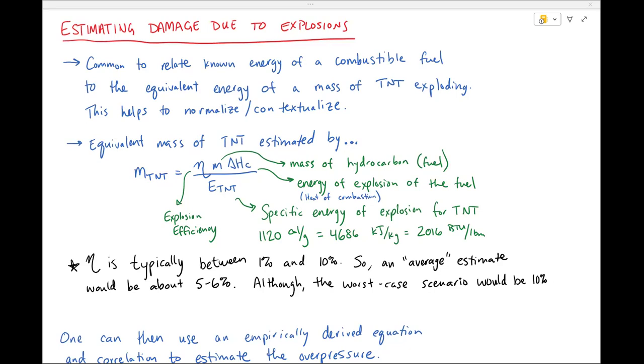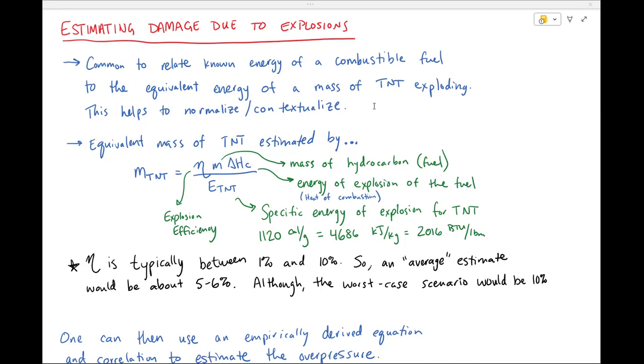When an explosion happens, it's very common to relate the known energy of that combustible fuel to the equivalent energy of a massive TNT. You see this all the time in the news. They say something like, this explosion was equivalent to 5 tons of TNT. That's helpful because I wouldn't know that the normal person knows what a ton of TNT is, but it at least helps you to normalize, to say different fuels have different impacts. So if you relate it to a known amount of TNT, that helps to compare one versus the other.